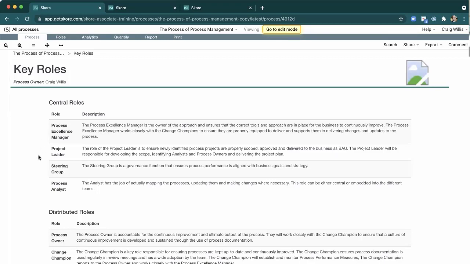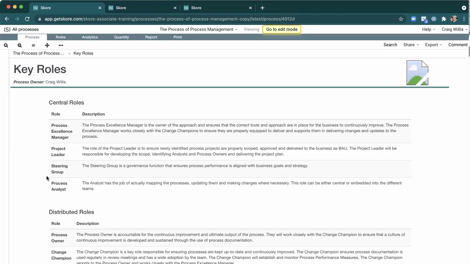Of course, again, depending on the scale that you're looking at, you may look to have project managers, project leaders. So you may have specific change projects involving processes going on. So there'll be a project leader type role. Again, this is one of those which could be central in that core team, or actually could be distributed out amongst the other teams.